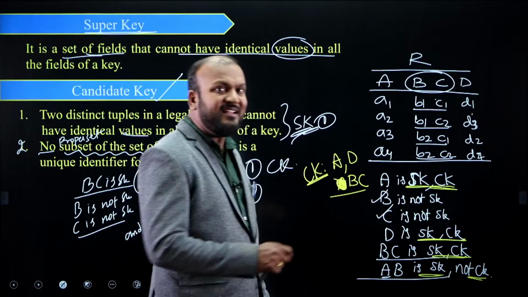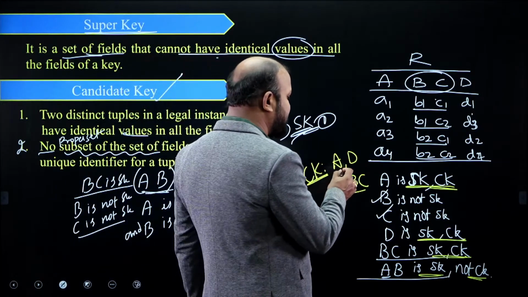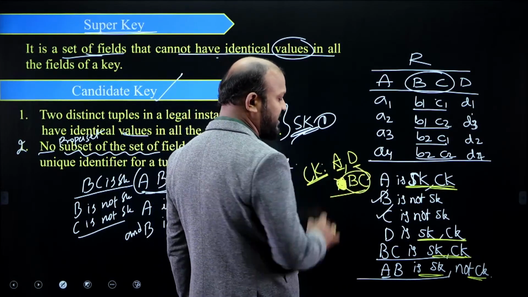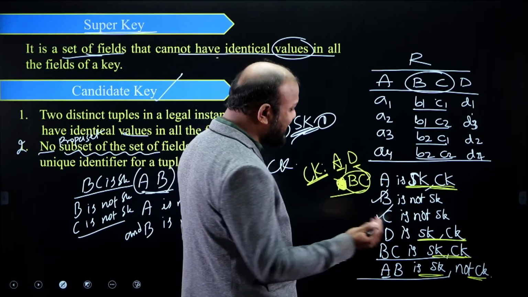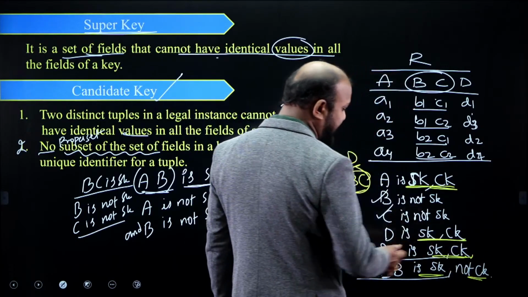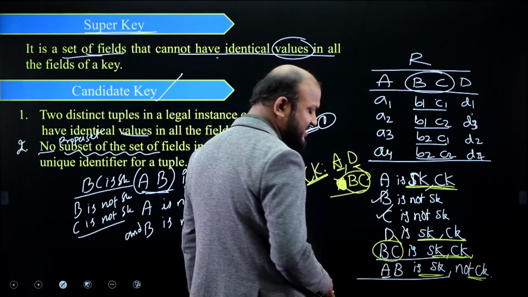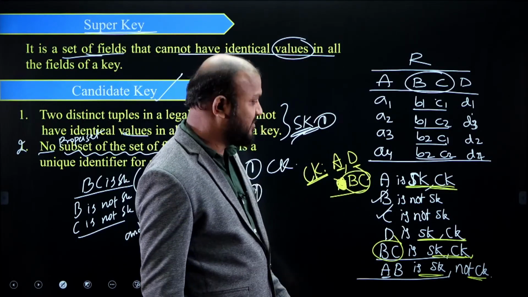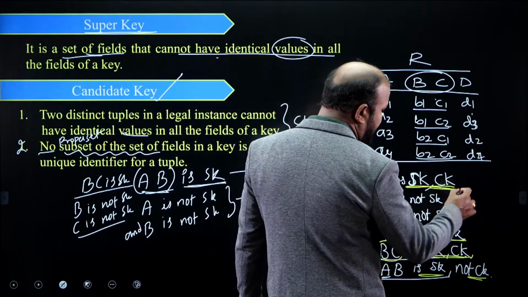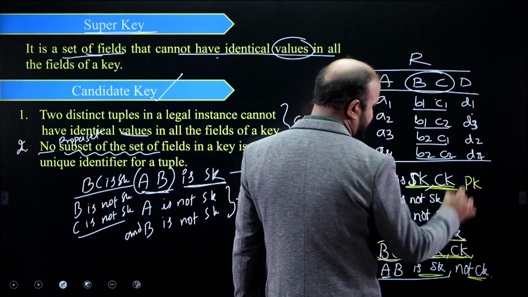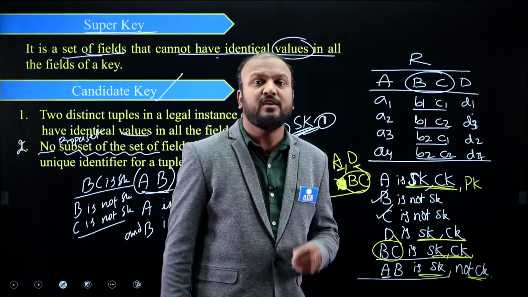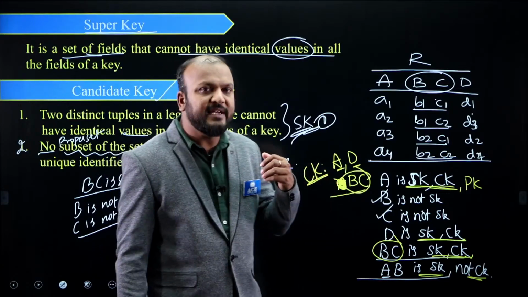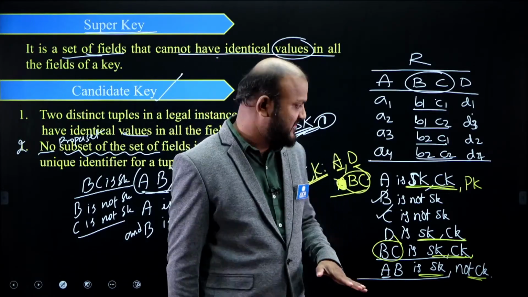But the designing convention says that when a lesser number of attributes is sufficient, don't take more attributes as a primary key. So in that context, we can take BC, but I don't take it. As a database designer, I don't take BC because A and D options are available. So either A or D should be chosen as the primary key. And which primary key you choose is based on your purpose. It is completely your choice if you are designing a database system.